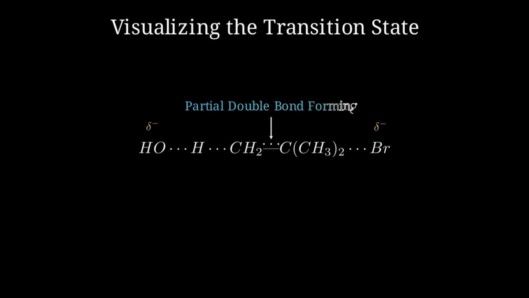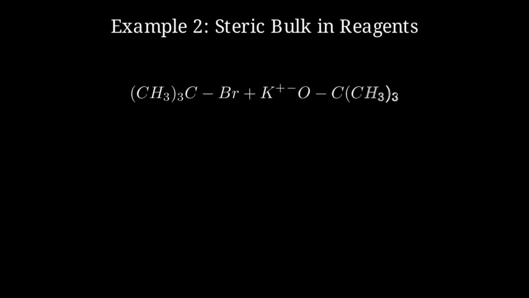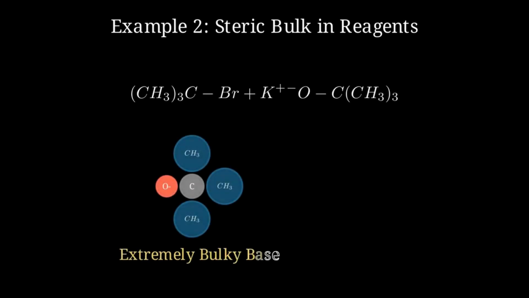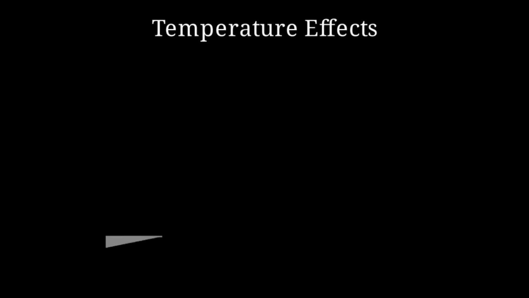Because tertiary substrates lead to more substituted alkenes, the transition state is further stabilized by hyperconjugation, making the E2 path even faster. Using a bulky base like potassium tert-butoxide ensures that only elimination occurs. The reagent itself is too large to act as a nucleophile, reinforcing the preference for the E2 mechanism over any substitution possibility. Temperature also plays a role.